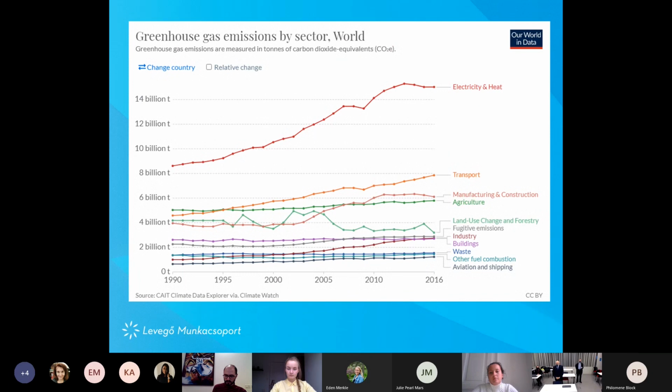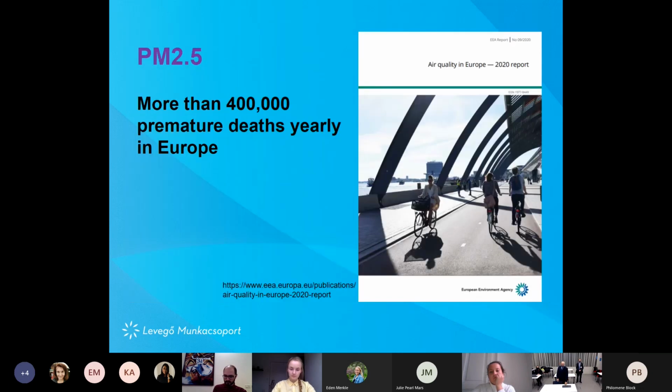It is in fact the second largest emitting sector. And the other problem is that it is growing constantly. Many sectors are stagnating, or some are even decreasing their emissions, but transport emissions are growing continuously. So this is an enormous challenge.